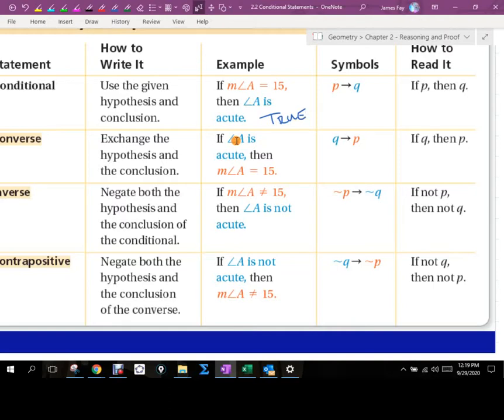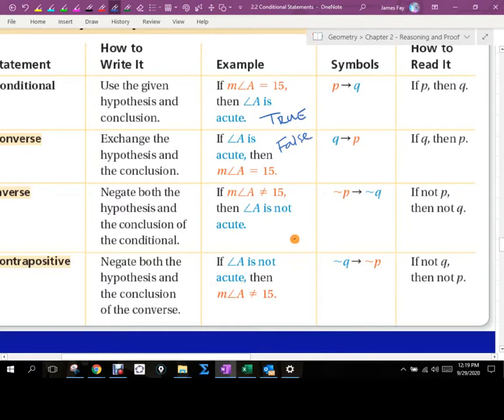Would you know that, or are there counterexamples? If I give you an angle and say, close your eyes, there's an angle in front of you, it's acute. Do you automatically know it's 15 degrees? No. There are counterexamples, right? It could be 20 degrees, could be 30 degrees, could be anything from 0 to 90, excluding those two values. So there are counterexamples of this. This would be false.